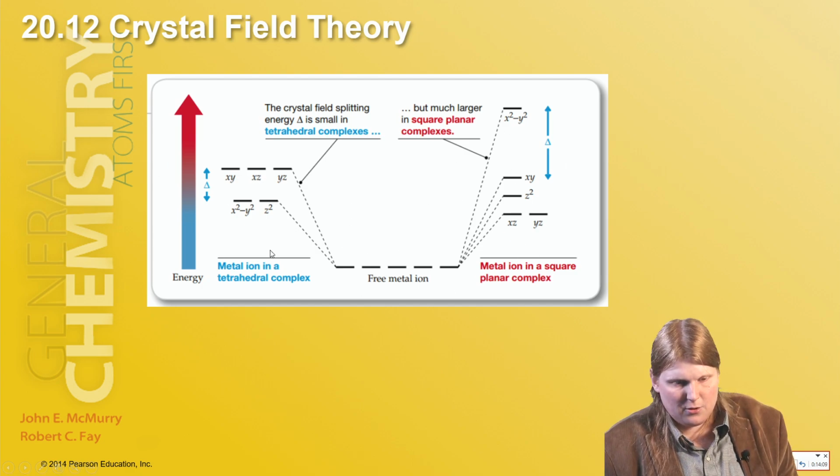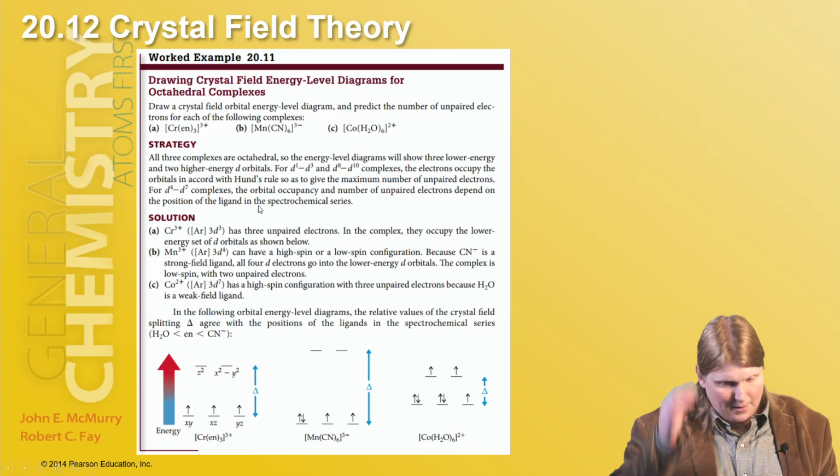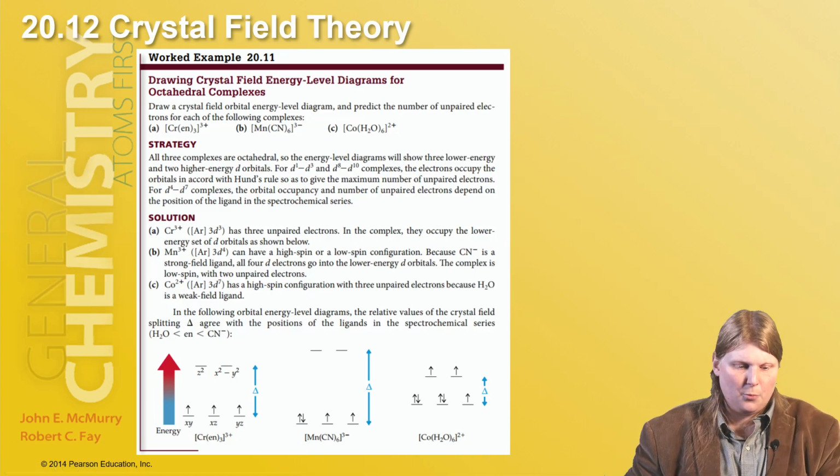Again, I'm not going to ask you to memorize these shapes in particular. The idea is just to know that these two different shapes do exist, and that a tetrahedral complex and a square planar complex do not have the same crystal field splitting. They have different geometries. And that's the note they make there, so that you can be able to do some of these problems.